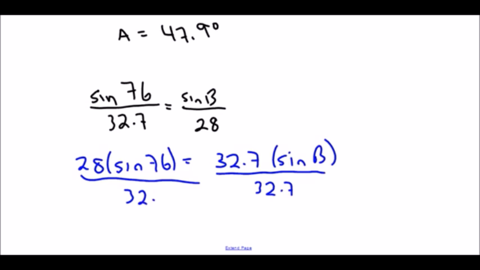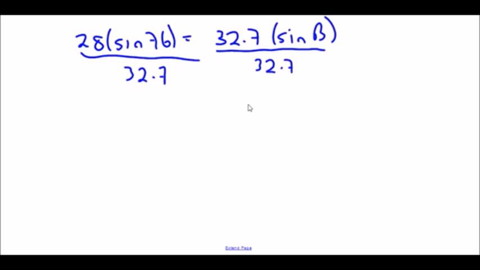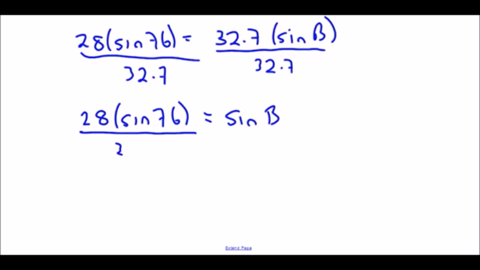So divide by 32.7. And that'll leave me with an expression for sine B. So it's 28 times sine 76 over 32.7. And now I can type that into my calculator. So sine 76 times 28 divided by 32.7.